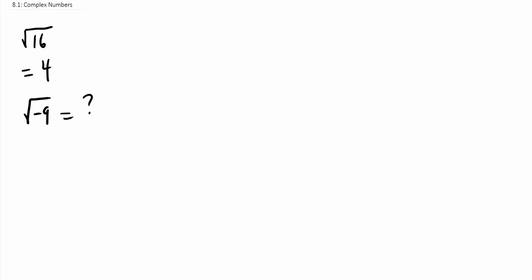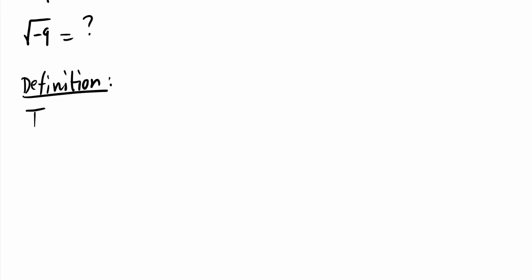Mathematicians found a new set. It's called the set of complex numbers, and that's a bigger set than the set of real numbers. So the question is, how do we handle this? How did they introduce this? We start with the definition.